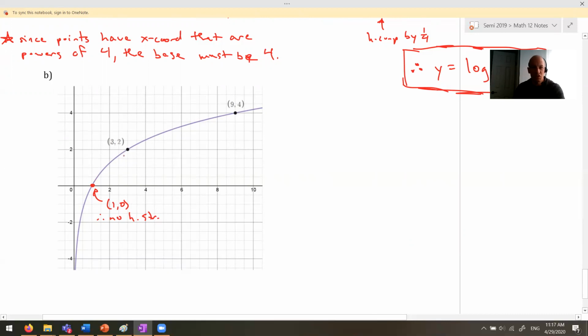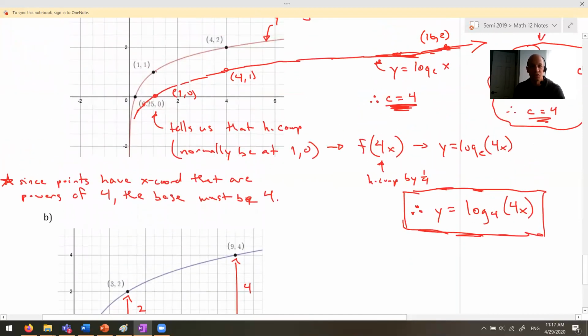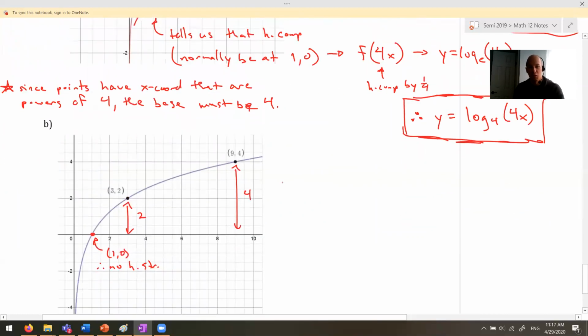Now, is there a vertical stretch? We can see the vertical distance here is 2 and 4, whereas in my last graph, there's a vertical distance of 1 and 2. So we can deduce there's a vertical stretch by a factor of 2. Therefore, we know that y equals 2 log base c of x. If we want to do this in function notation, it would be 2f of x.